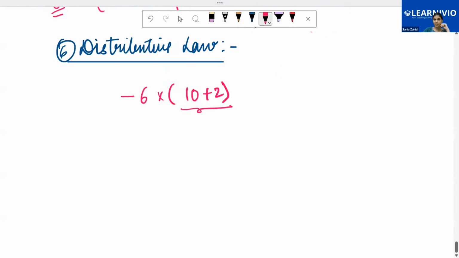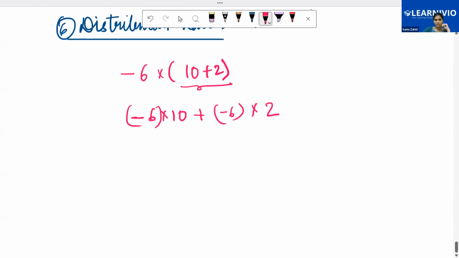And how will I open the bracket? I will first multiply minus 6 with 10. Now what is the sign between 10 and 2? Plus sign. I will put a plus sign. And then I will multiply minus 6 with 2. So the bracket will be opened like this.